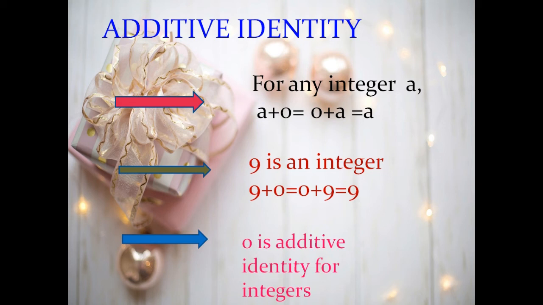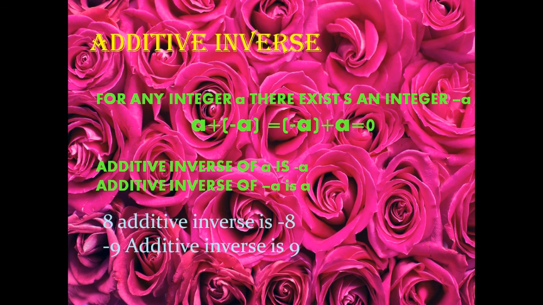Like this you can take any other example. Commonly we can see that 0 is the additive identity for integers. In the case of natural numbers we do not have 0. In integers we have it, and in whole numbers we have it. So the additive identity is 0. In which set? The integer set.